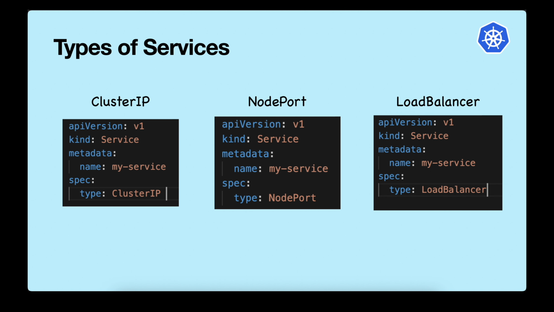Then the third one is load balancer. This provides external access to your application using a load balancer. The load balancer distributes the traffic across multiple pods.